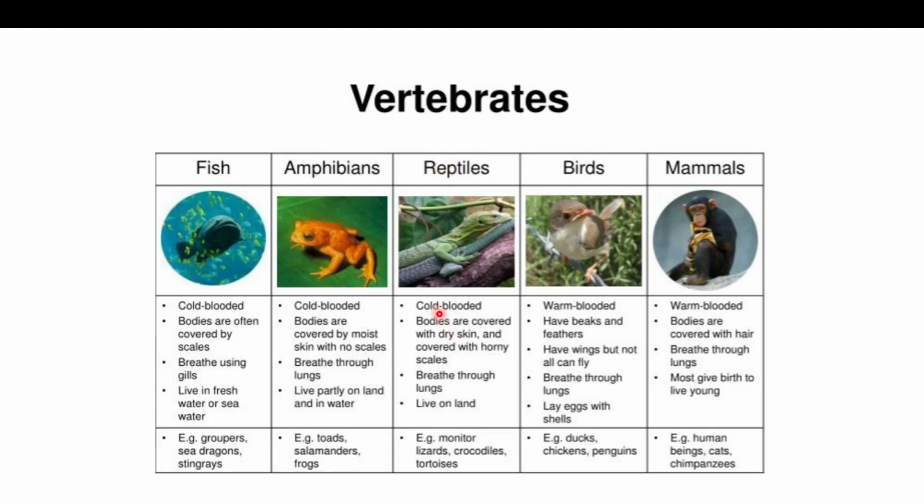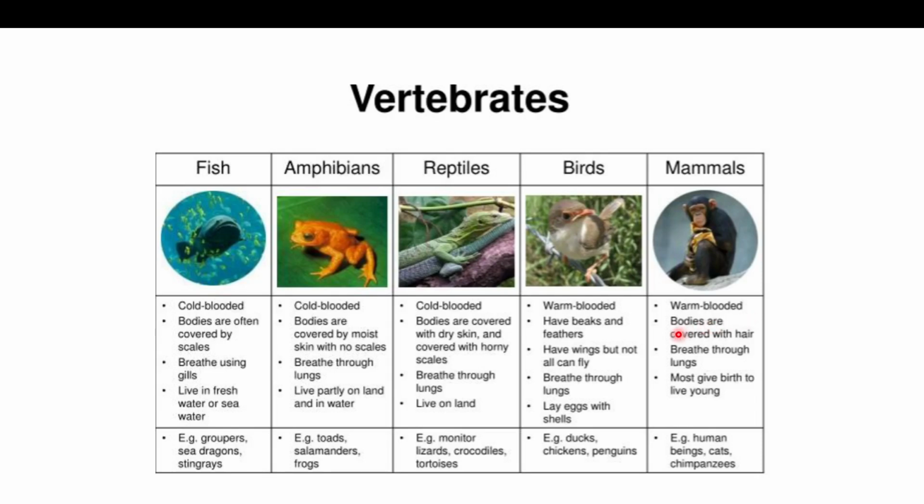There are reptiles, which are cold-blooded. Bodies are covered with dry skin and usually have horny scales. They breathe through lungs and mostly live on land, like lizards, crocodiles, tortoises. Then there are birds or aves, which are warm-blooded. They have beaks and feathers. They have wings, but not all birds can fly. They breathe through lungs. They lay eggs with shells. Ducks, chickens, penguins. Then finally comes the mammalian group.